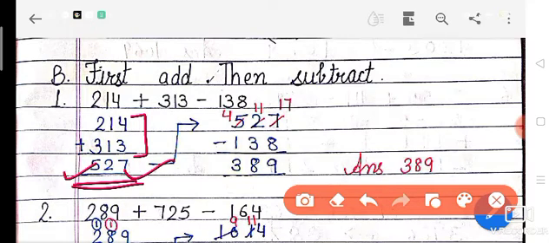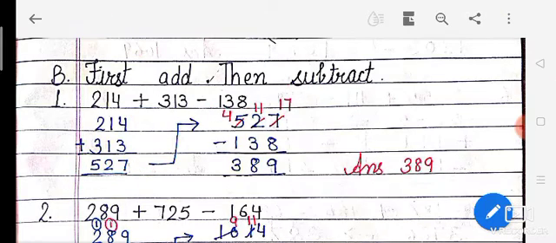Now which answer you got here, that you will use in step 2. This is your step 2. 527 minus this number, minus 138. So 7 minus 8 we cannot do, so make it 17. 17 minus 8 is 9. Left with 1. So again 1 minus 3 we cannot do, again we will borrow from this 5, so it is left with 4, and here it will be 11. So 11 minus 3 is 8. So 4 minus 1 is 3. So your answer will be 389.